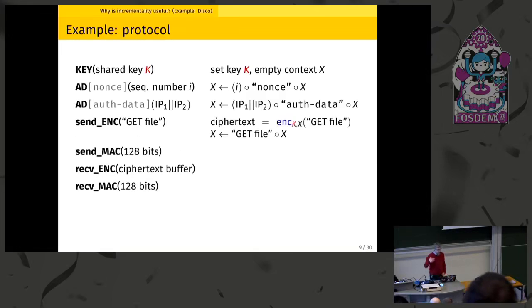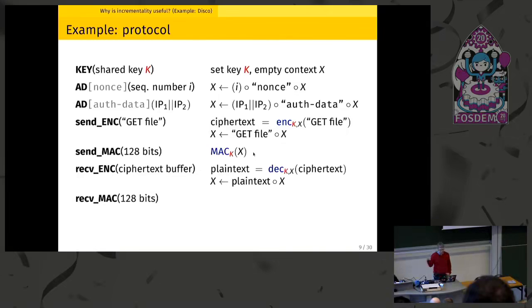Then I want to send my request, get file, file being a file name. I just encrypt this string get file under the key K, and that's my ciphertext that I send to the server. And at the same time, I update my context with this get file string. Then I send a message authentication code that depends on the entire context, so from the entire transcript of the protocol so far.